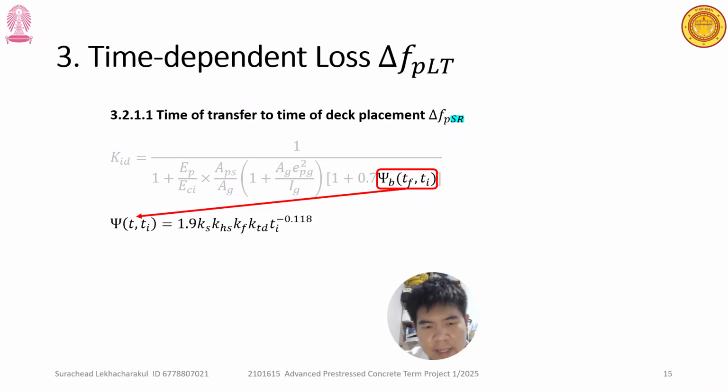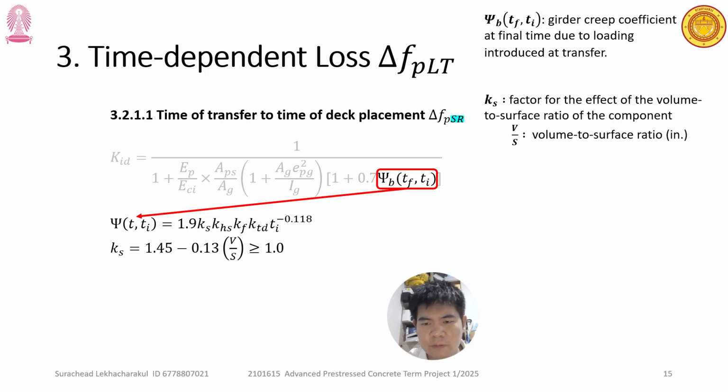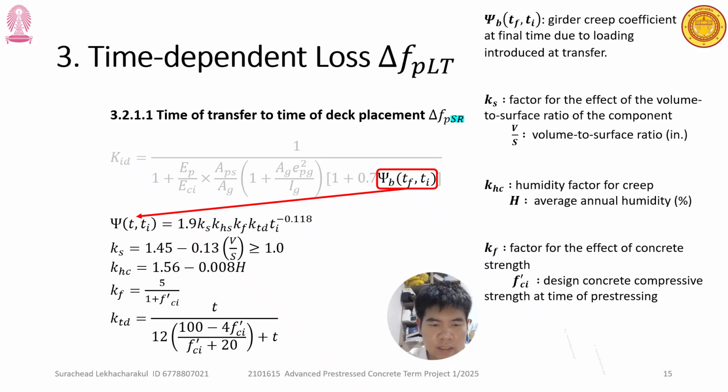Okay, psi is the girder creep coefficient that depends on k_s that I mentioned before, the factor for the effect of the volume to surface ratio. k_hc is the humidity factor for creep. The capital H is the average annual humidity. Okay, k_f and k_td I explained already.